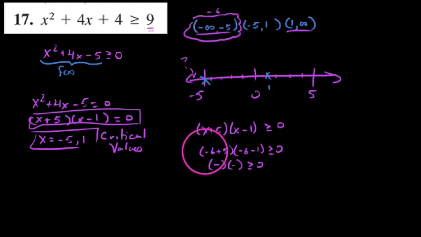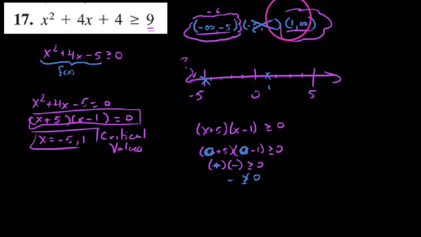If we chose 0, we would have had a 0 here and a 0 here. I just want you to see that this would have been a positive value. This would have been a negative value. And a positive times a negative is a negative. And a negative is not greater than or equal to 0. So this will not work. And of course, if we choose 2 here and test it, it's going to work. So this is also in our solution interval.